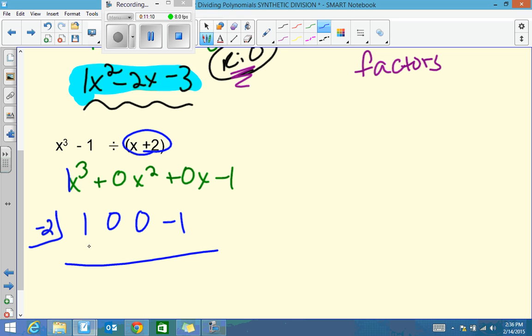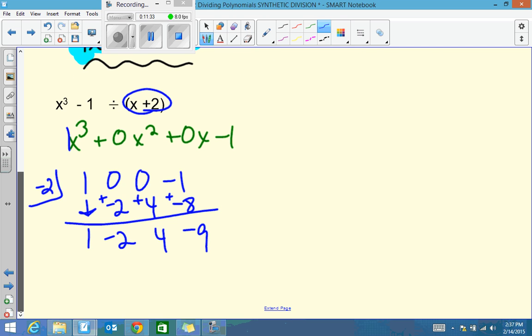Draw our total line, bring down our 1, and multiply. Negative 2 times 1 is negative 2. 0 plus negative 2 is negative 2. Negative 2 times negative 2 is positive 4. 0 plus 4 is 4. Negative 2 times 4 is negative 8. And we add to get negative 9. So again, these are the coefficients of our answer.